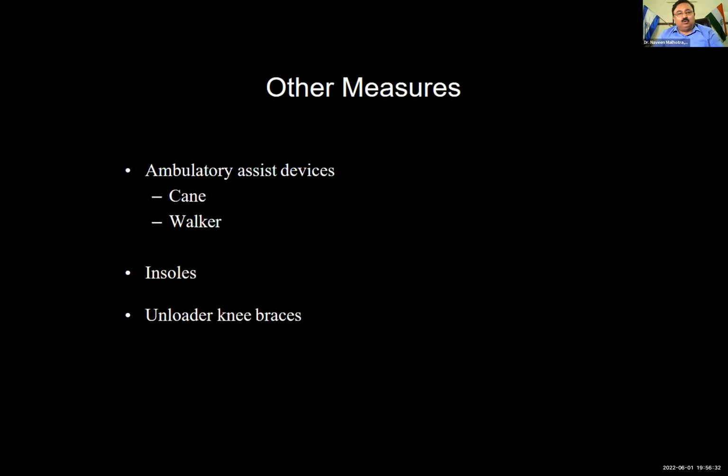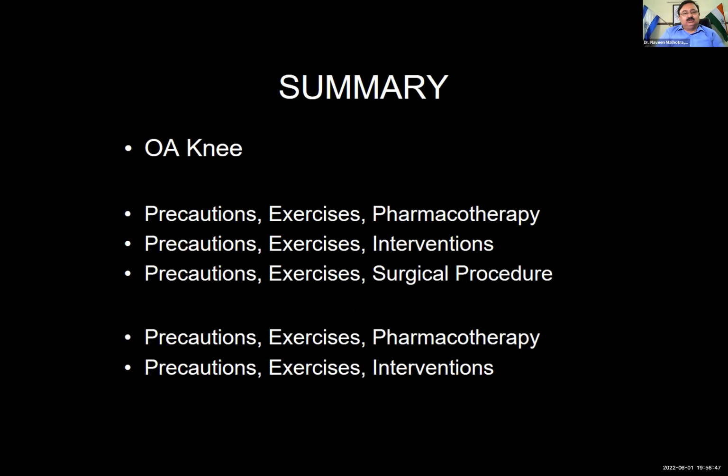Always advise the old people, avoid falls. And if you require a cane or walker, please use it, but don't fall. Some orthopedicians also advise avoiding insoles in your footwear and knee braces. So to summarize, the first treatment of osteoarthritis knee is precautions, exercise, and pharmacotherapy.